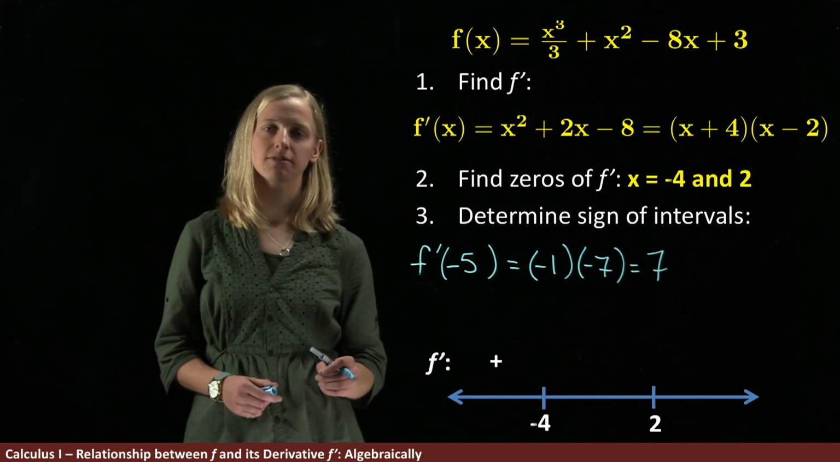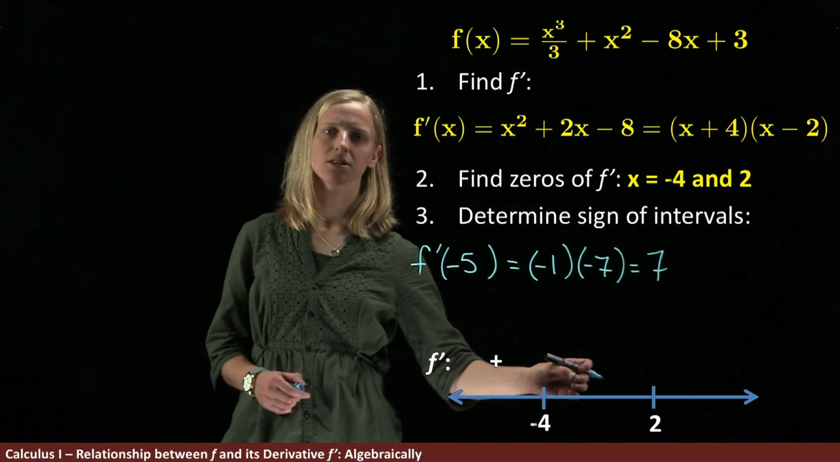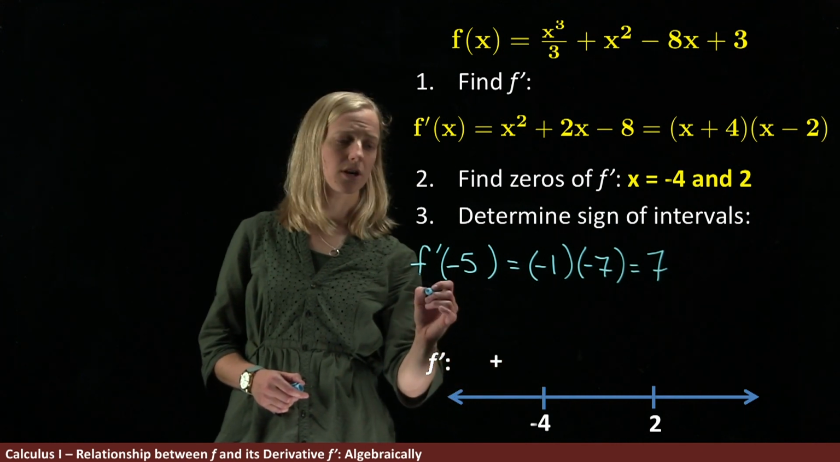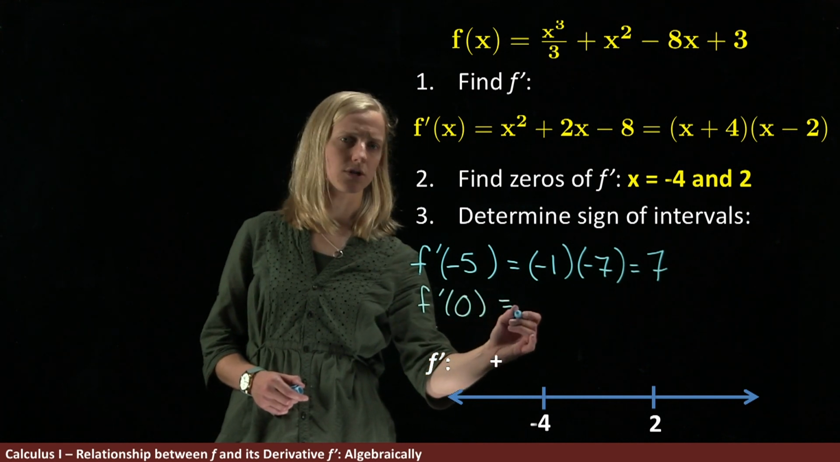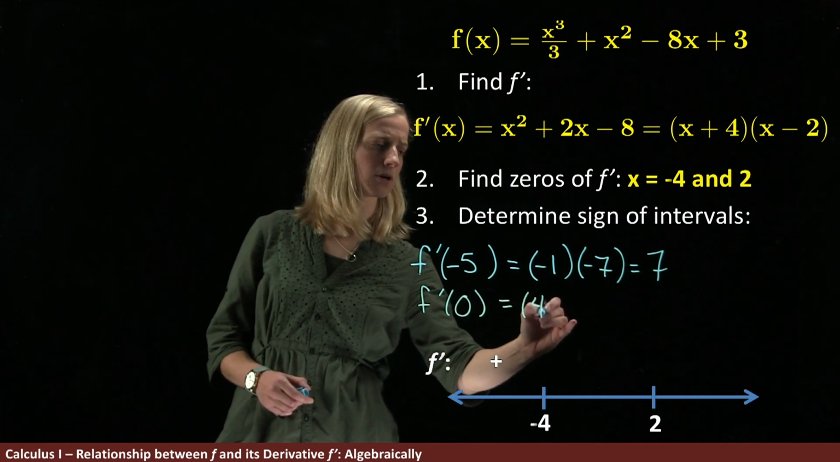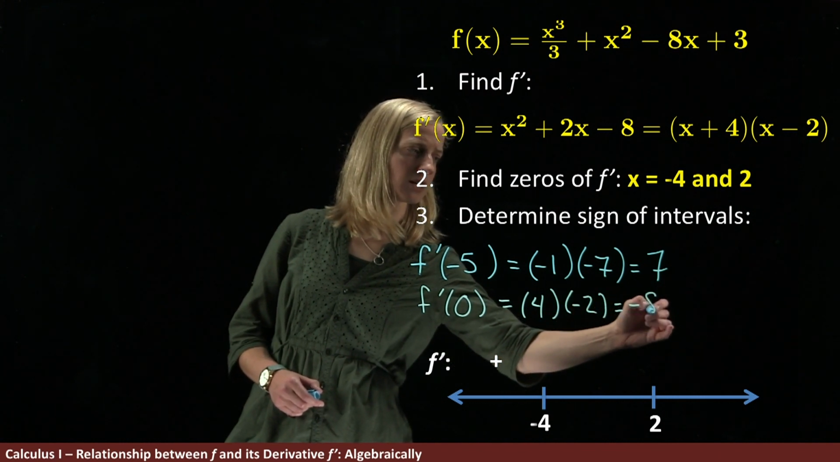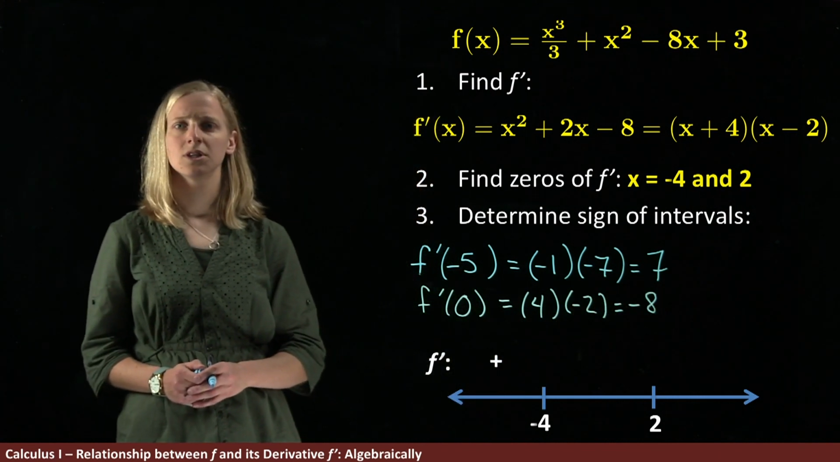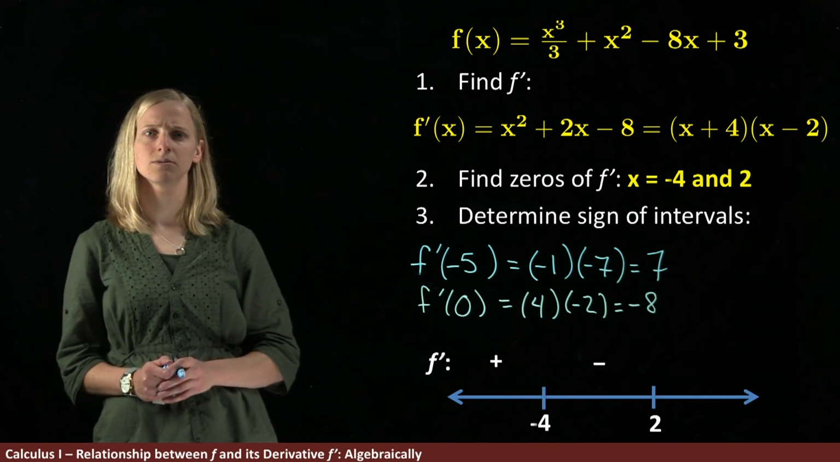Similarly, we're going to choose a value between negative 4 and 2 to determine the sign of this interval. So we can choose 0. So f prime of 0 is equal to 4 times negative 2, which is negative 8. And so we know that between negative 4 and 2, the first derivative is negative.